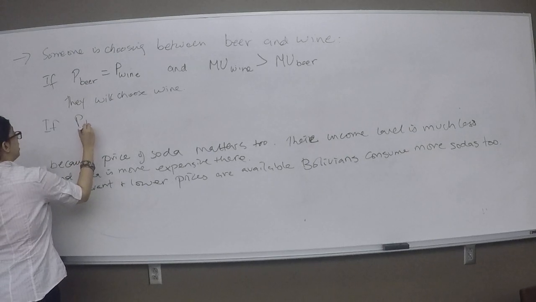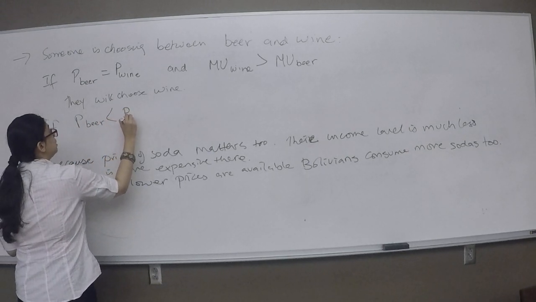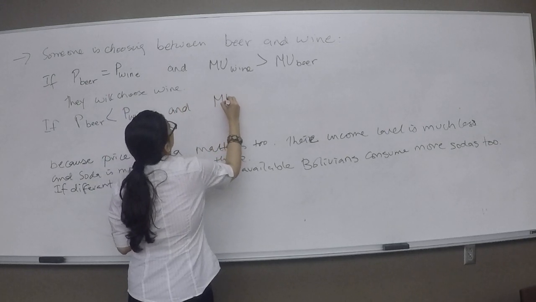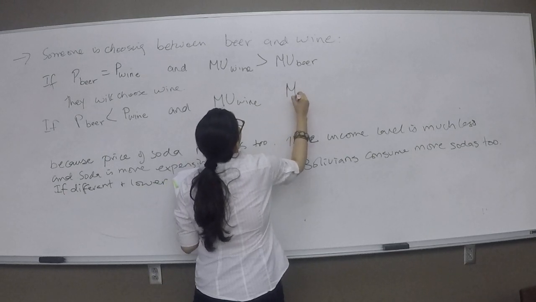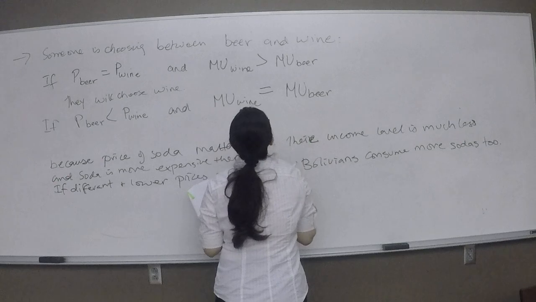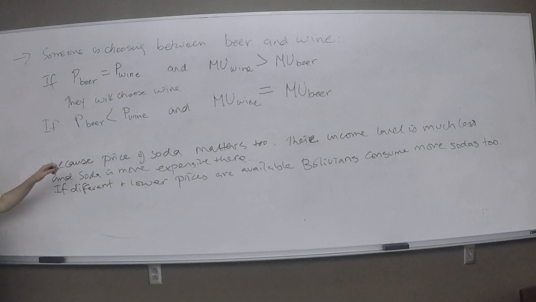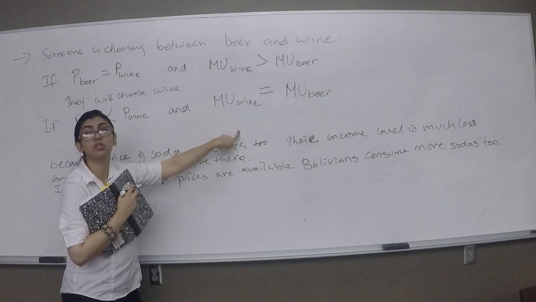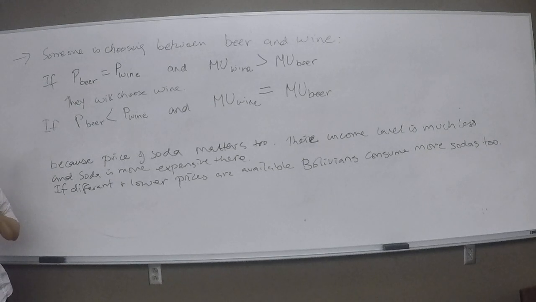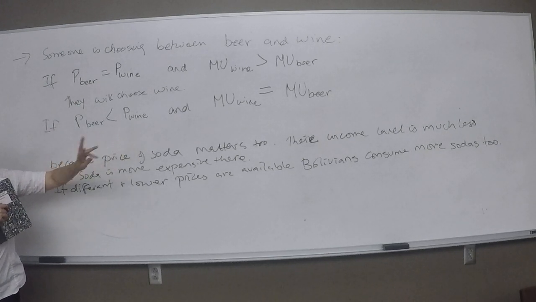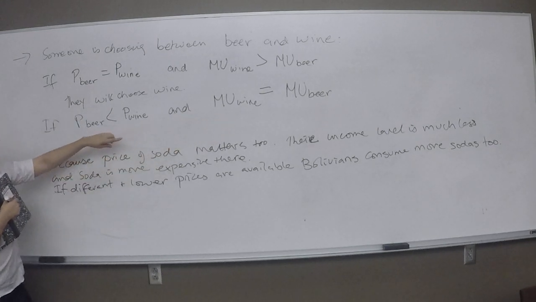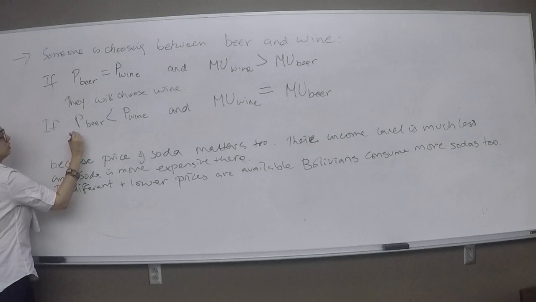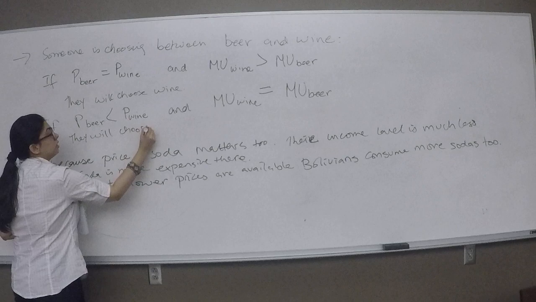If price of beer is less than price of wine and marginal utility of wine and marginal utility of beer are equal, what are they going to choose? So wine is more expensive now, but the utility you get from both are the same. So what are you going to choose? The cheaper one, because utility is the same. You're getting the same satisfaction from both wine and beer. Same satisfaction, but price is different. Beer is cheaper. So in this case, you're going to go with beer. They will choose beer.